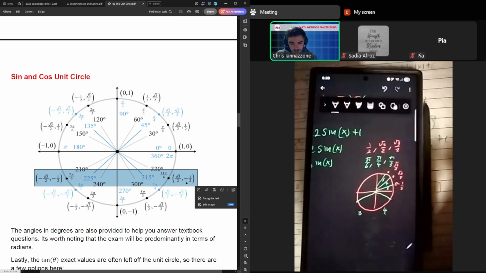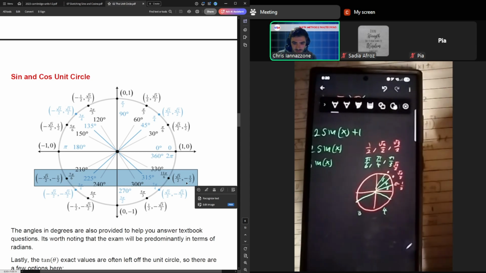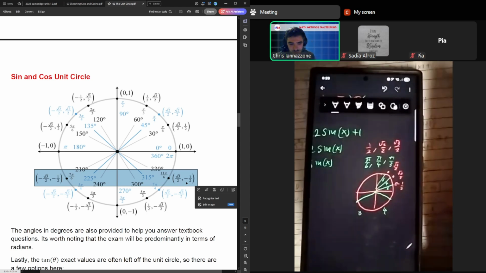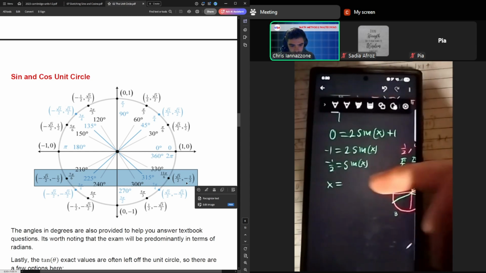Do I need to clarify that approach at all? As to how you can start minimizing the amount of effort you spend on a unit circle?